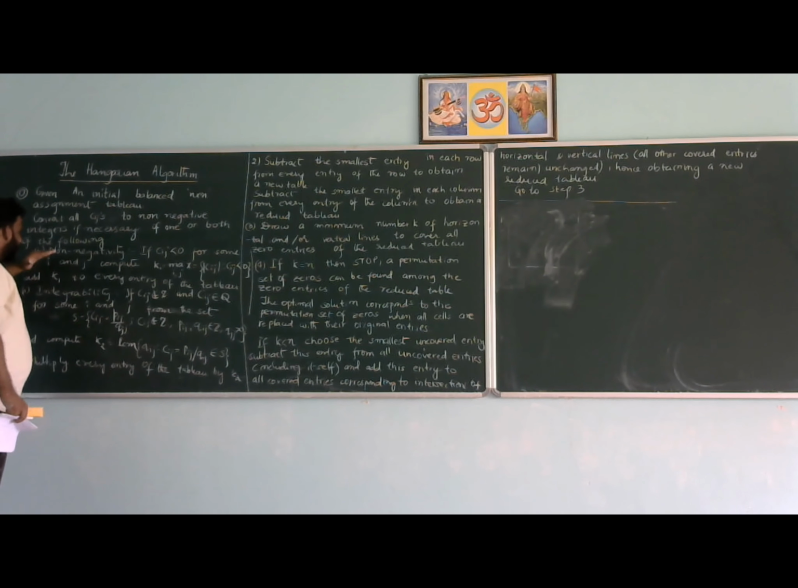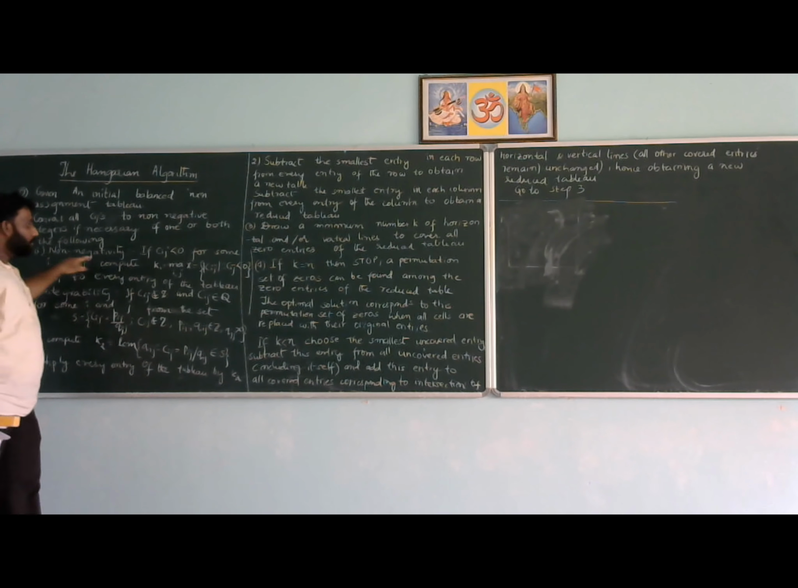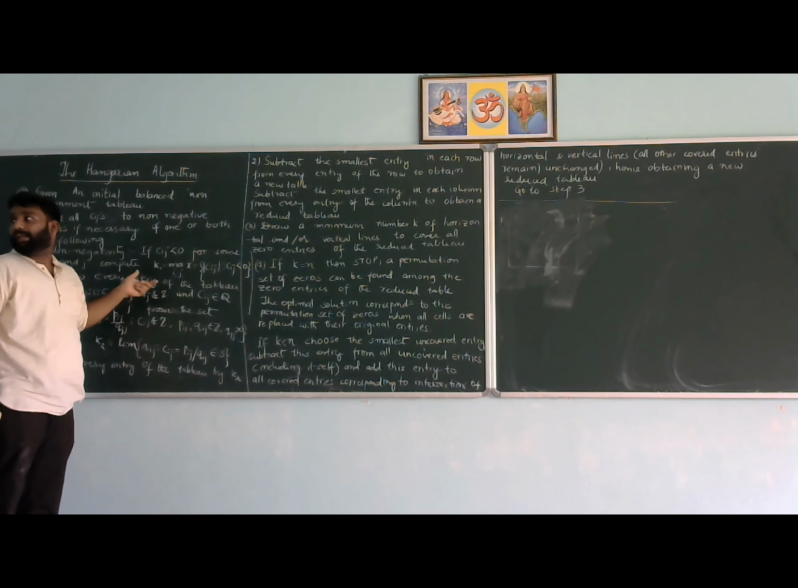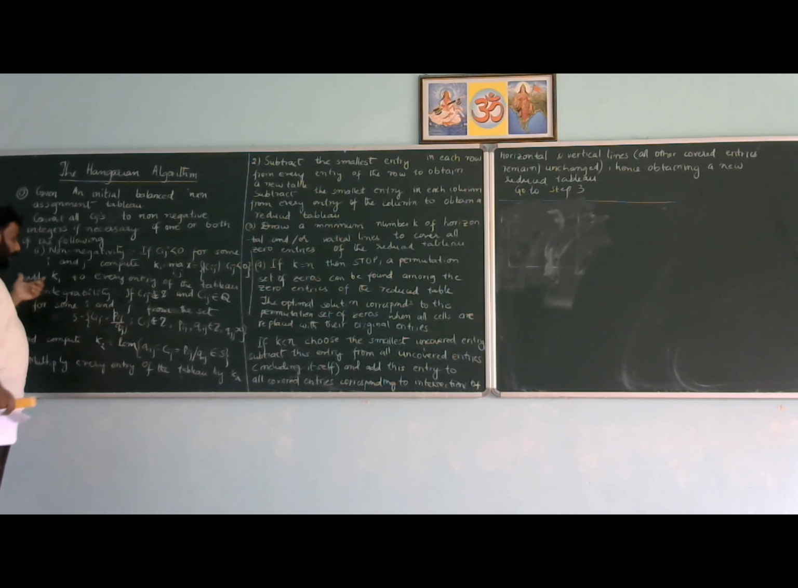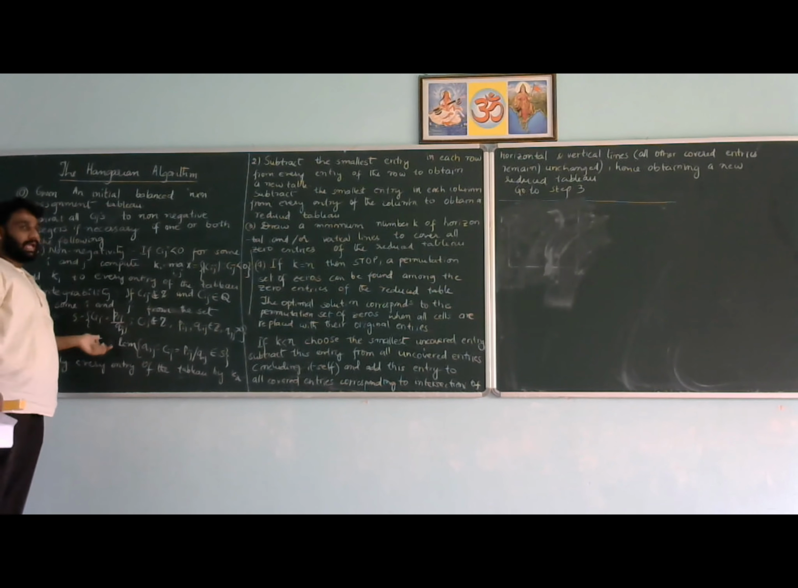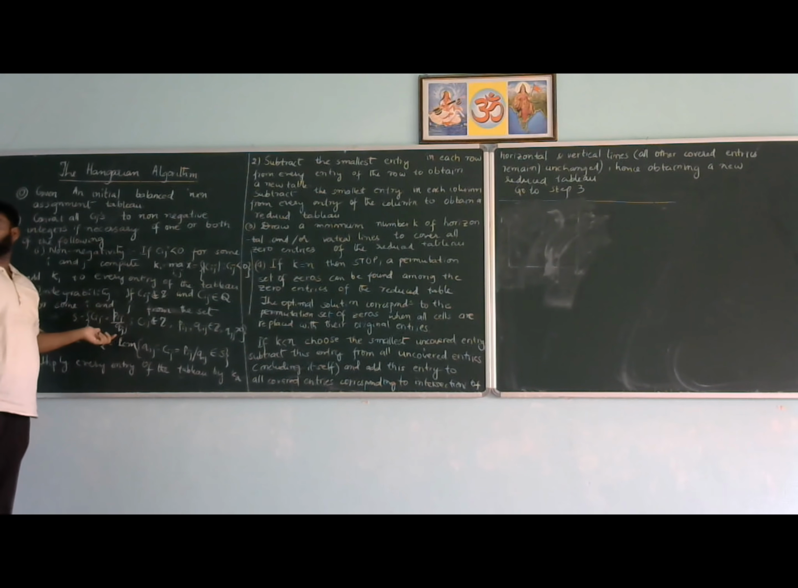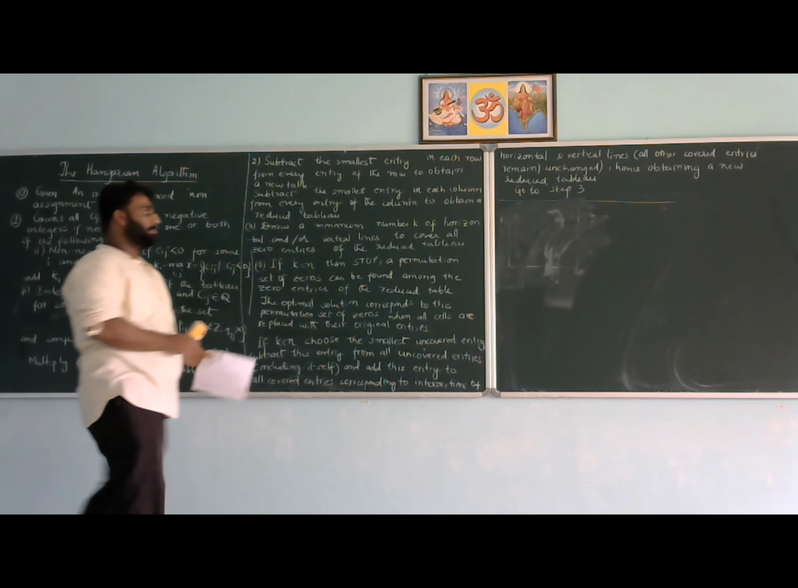We want all the entries in the table to be non-negative integers. If one of the entries is negative, you have to take the maximum modulus and add it to all the entries. And if you have rational numbers, then you have to take the LCM of those denominators and multiply it to the other entries. So let's take a problem to understand this algorithm. Let me take a problem.